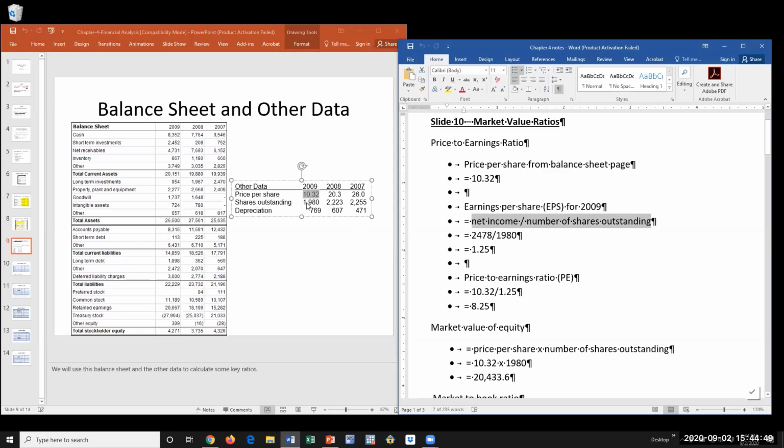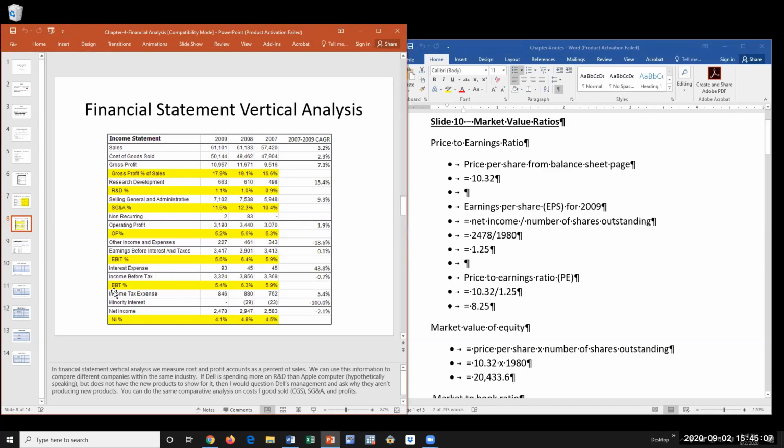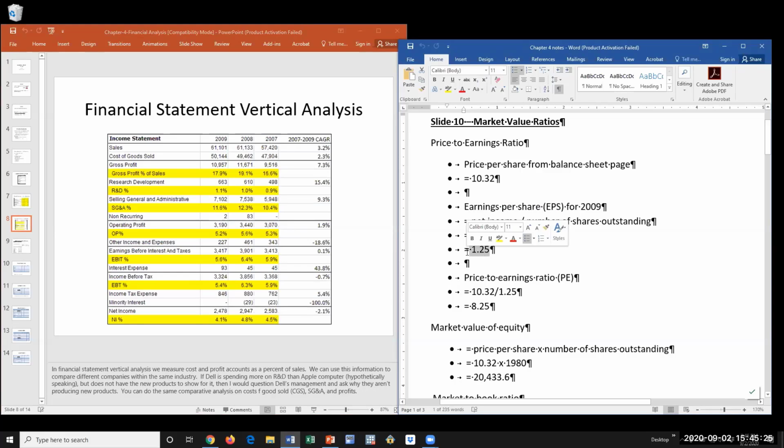Okay, and so here's shares outstanding right here, 1980 for 2009, and so that means we just need net income for 2009, and we get that obviously from the income statement. So if we go back to that, down here at the bottom is net income 2478, and so that allows us right here to go ahead and calculate the earnings per share, 1.25.